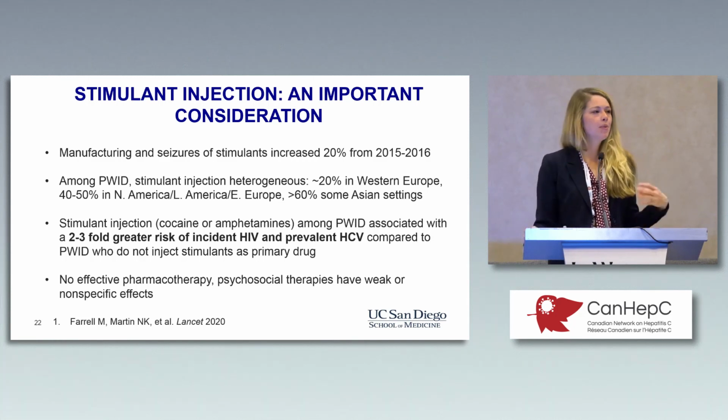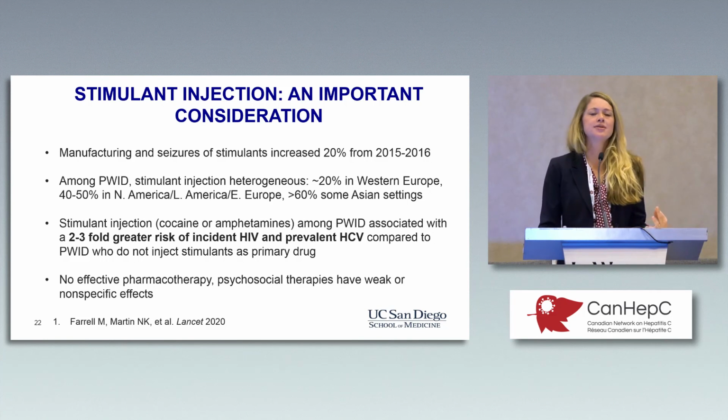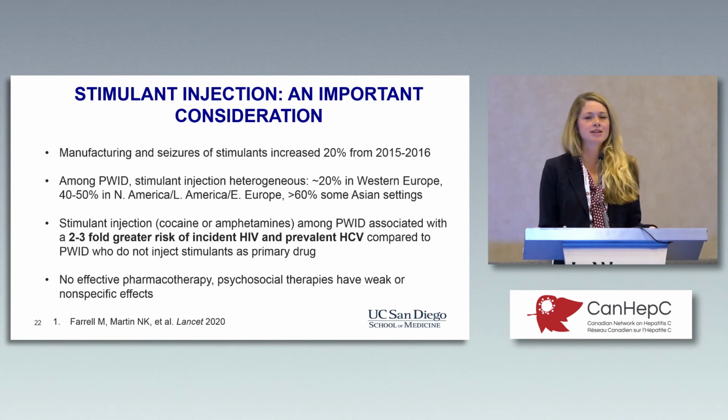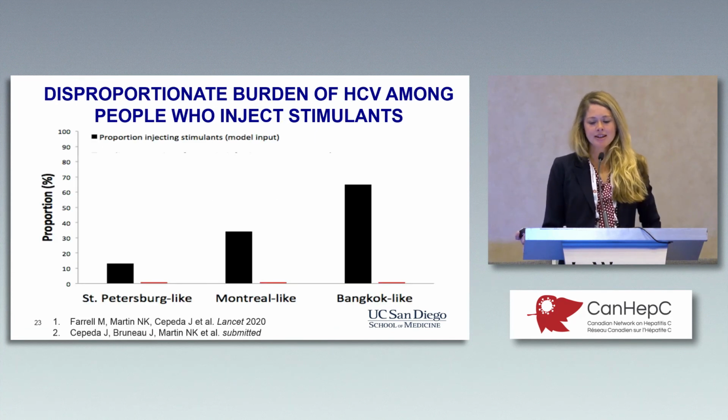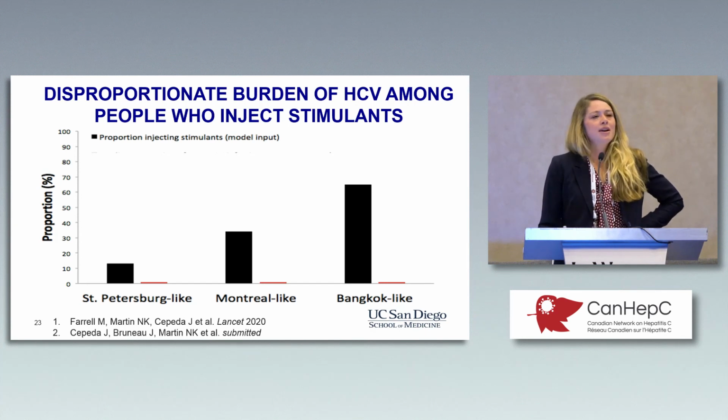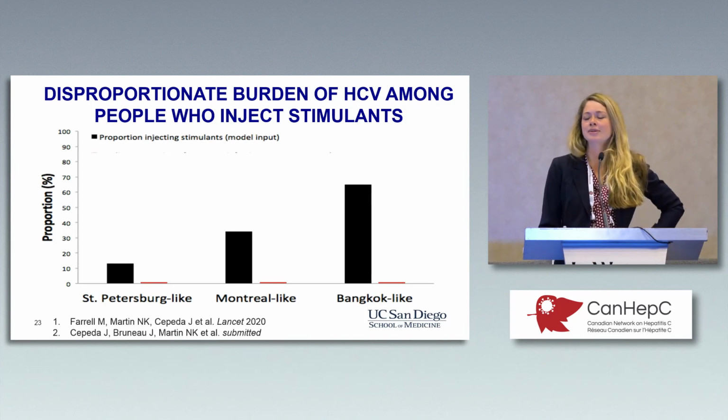And what we wanted to do is take these observed statistical associations for stimulant injection with HIV and hepatitis C and see what they meant in a few general characteristic settings or scenarios, to quantify the potential contribution of stimulant injection to ongoing epidemics. This is work led by Javier Cepeda at UCSD. We picked three scenario-based settings: a low, a medium, and a high prevalence of stimulant injection.